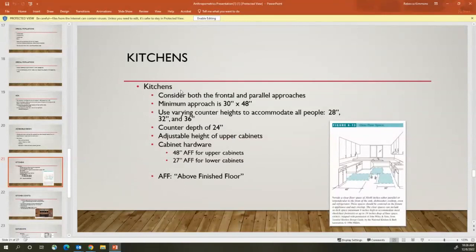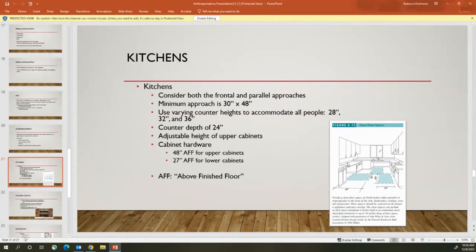So for kitchens, you're going to think through how they approach items. You're going to think through how they are able to roll up underneath surfaces when they go through. A lot of these are based on wheelchair access because that's probably the one that takes the most space as it goes through, but there are others that are impacted as well. Counter depths, 24 inches is standard anyways, so that helps with that.